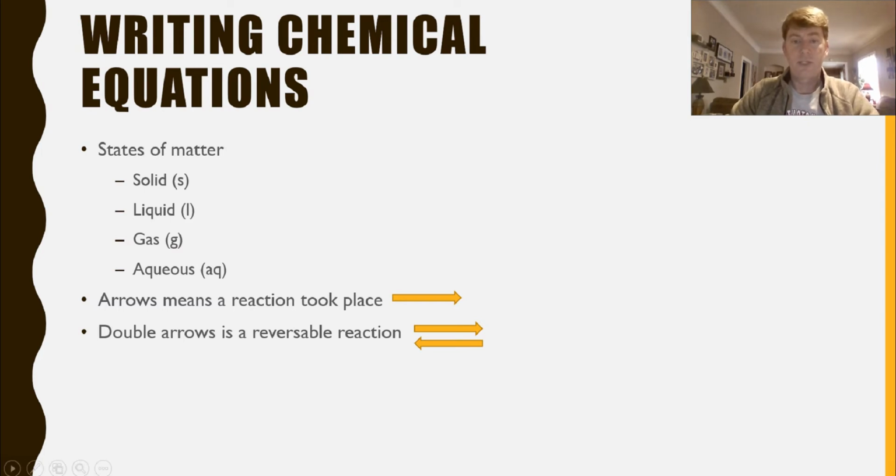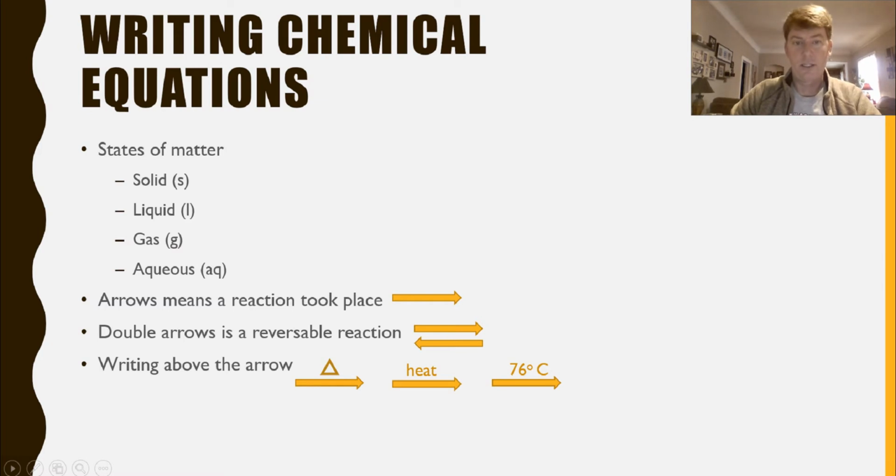Now, there's also some symbols we will put above the arrow sometimes. The triangle is our delta, and that means a change in energy. We could put heat on there, which kind of is the same thing, possibly. Or you could have a temperature written on there, and that would mean the reaction requires a specific temperature for it to take place.